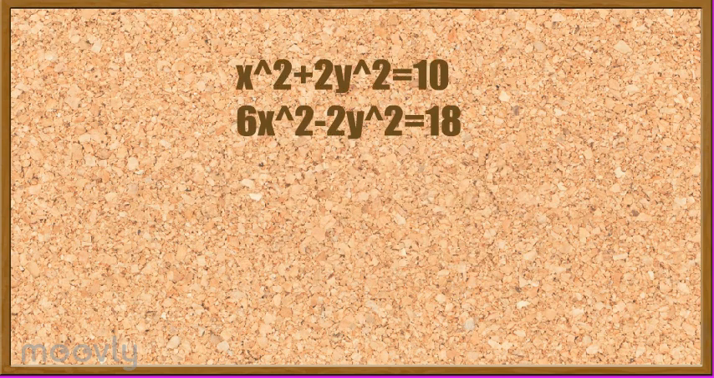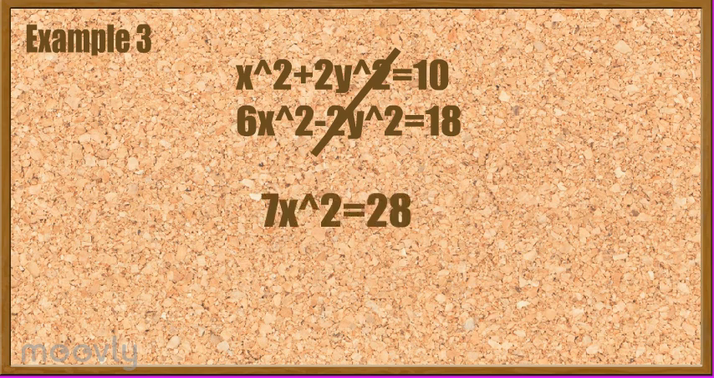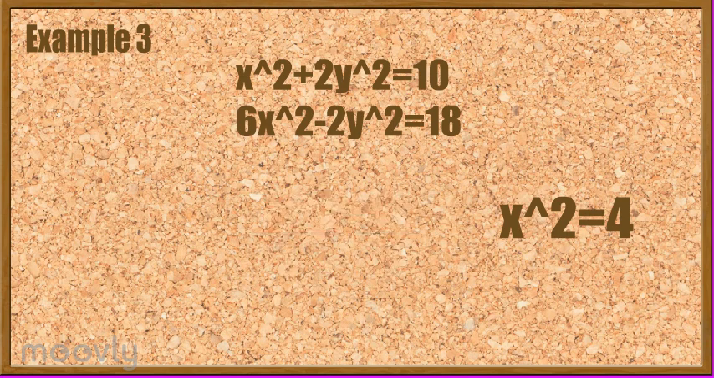Let's try a little harder problem now. The equations are x squared plus 2y squared equals 10 and x squared minus 2y squared equals 18. Step 1 is to add both equations together to cancel out y. You should be left with 7x squared equals 28. Now divide both sides by 7 to get x squared equals 4. Square root both sides and you're left with x equals 2.